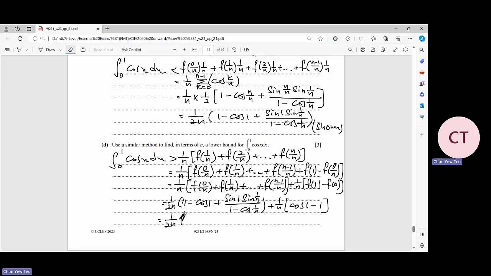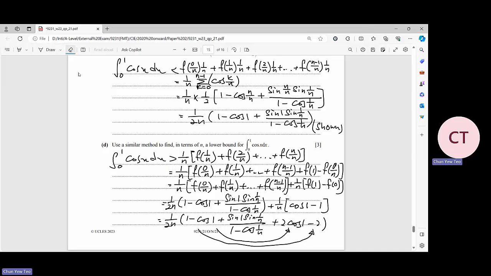Sorry, I need to erase this. So if you combine everything together, factorize the 1 over 2n out. Then this is 1 minus cos 1 plus sine 1 over n divided by 1 minus cos 1 over n, just copy down. Then this one has to be times 2, so you have 2 cos 1 minus 2. The whole thing here is times 2, and then these two will join together.